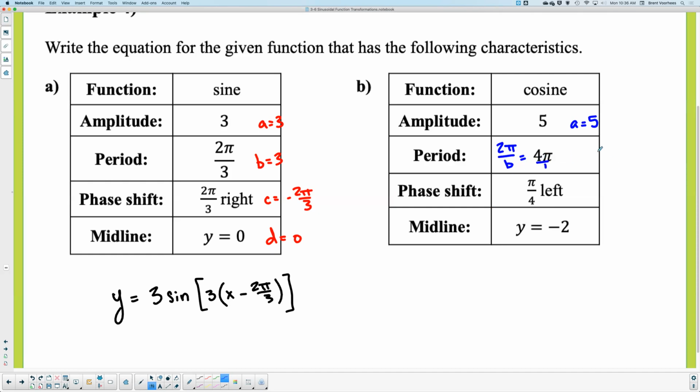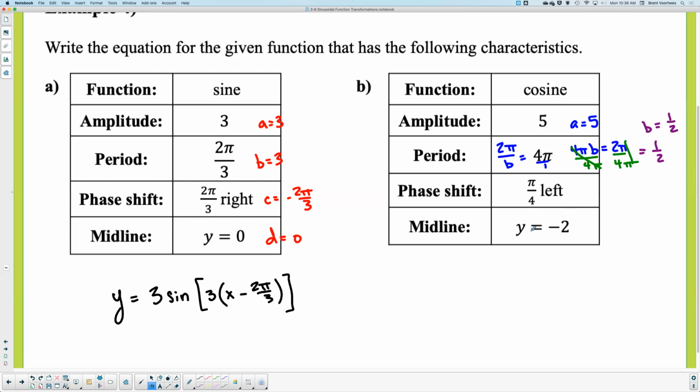So 4 pi, let's see if we agree. If I did cross multiply and divide, I would have 4 pi b equals 2 pi. I agree with them. When you divide by 4 pi, the pi's cancel out, that becomes 1/2. So b is 1/2, yep, b equals 1/2.